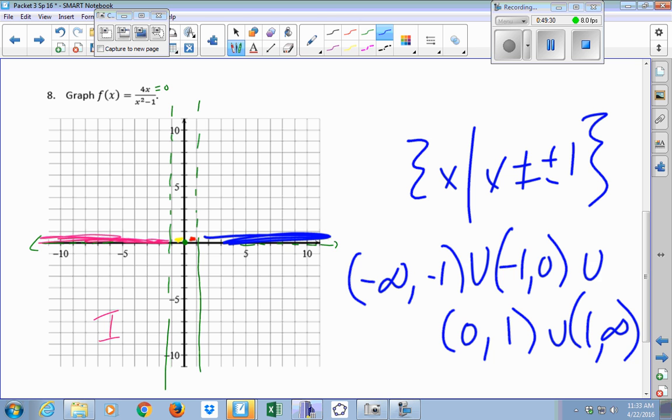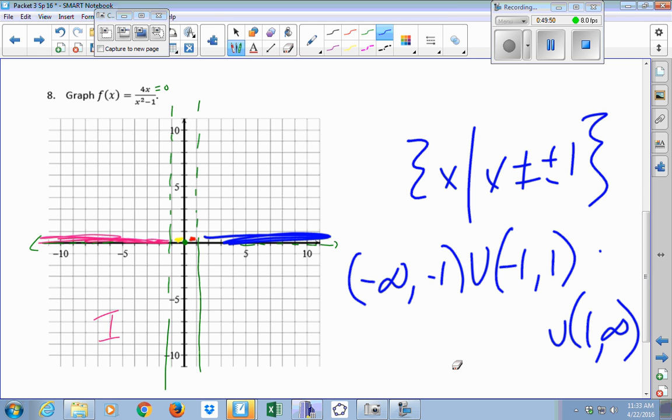You're right, Spencer, for the domain you can do -1 to 1. I was just thinking about how you would have to chunk it out for graphing it. So that would be the domain if you put it in interval notation.